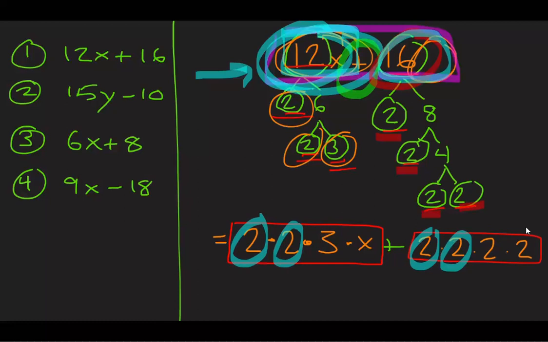Do they have anything else that we can circle? No, they don't. This one has a 3 and an x. This one does not have a 3 nor an x. This one doesn't have any more 2's, and so on. So all we can do, they have two 2's in common. So what we're going to do is we're going to take out these two 2's from each of them.